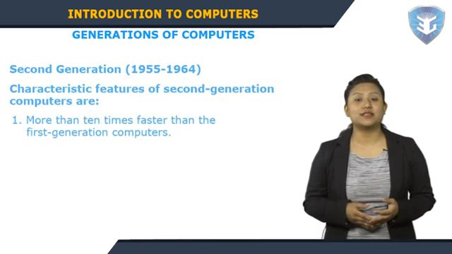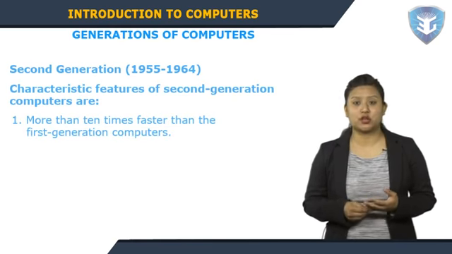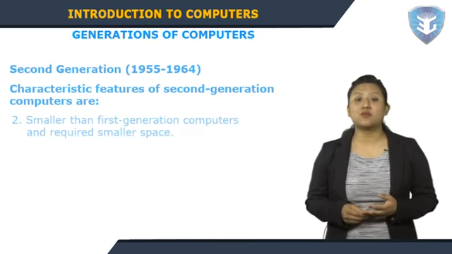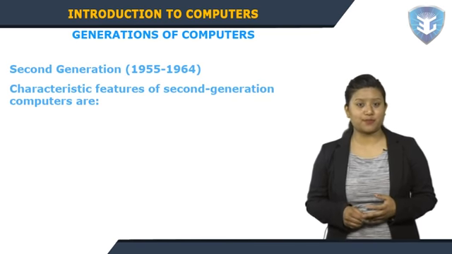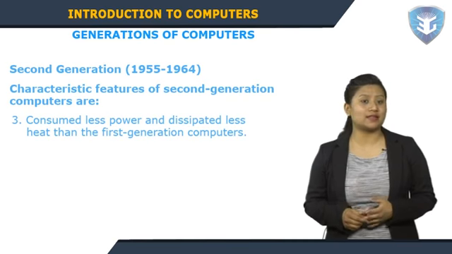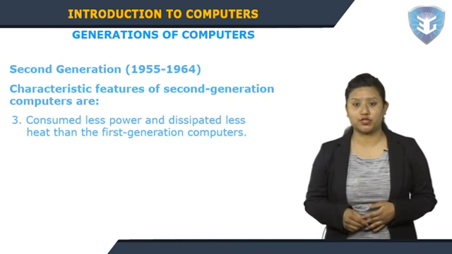They were more than 10 times faster than the first generation computers. They were smaller than the first generation computers and required smaller space. They consumed less power and dissipated less heat than the first generation computers.